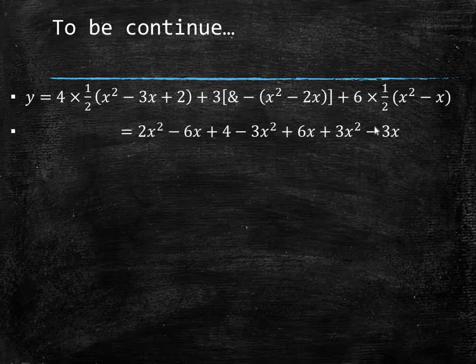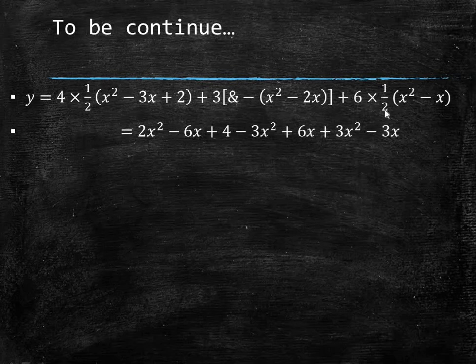So after simplifying these terms, we get that 2 gets cancelled into 4. So we get 2x square minus 6x plus 4. After multiplying inside that bracket, we get 2x square minus 6x plus 4. Again minus 3 here. So multiplying by the bracket term, we get minus 3x square plus 6x plus 6, and that 6 gets cancelled out by 2.